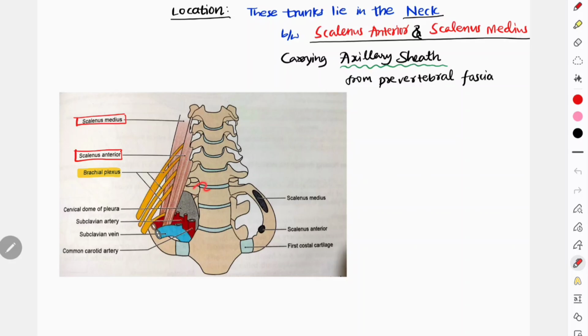From the vertebra, there is a prevertebral fascia which travels and forms the axillary sheath. This axillary sheath encloses the brachial plexus, as you can see in the picture that I have shown.